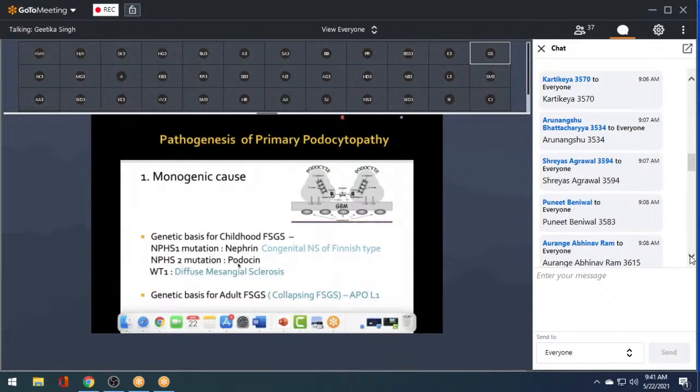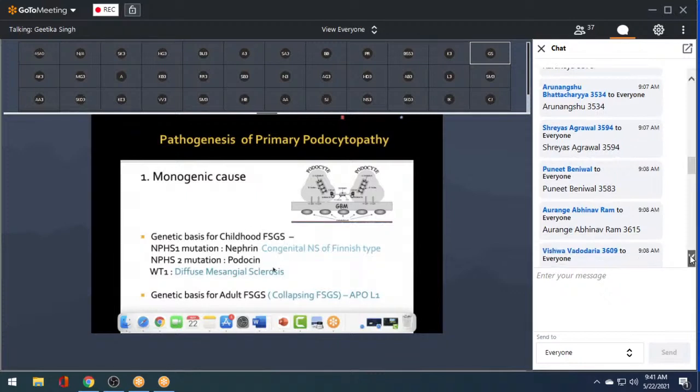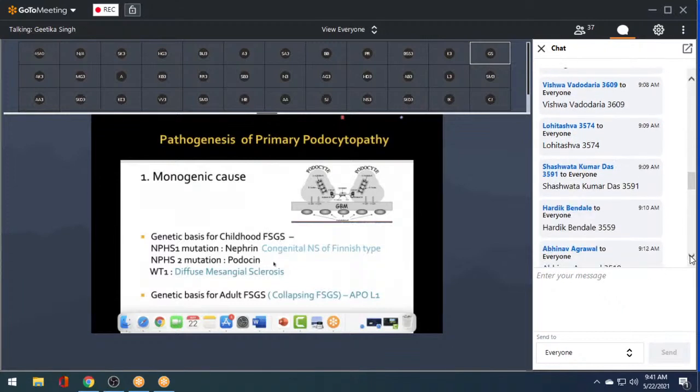NPHS2 encodes for podocin. Podocin mutations are described in little later childhood FSGS. It could be infantile or early childhood FSGS. I should not say FSGS, I should say nephrotic syndrome. It doesn't matter what the histology looks like. Okay, so in early nephrotic syndrome. Now, WT1 is an important transcription factor in the podocyte, and if it is mutated, then it results in the histology which we have seen as diffuse mesangial sclerosis, right?